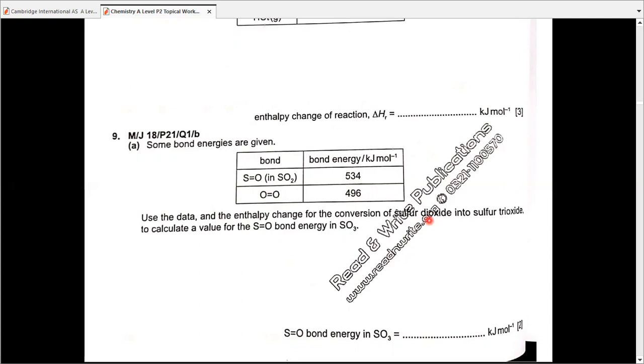Sir, I don't get the question. Okay, the bond energies are given to us, and we are going to use this data, and we're going to talk about the conversion of sulfur dioxide into sulfur trioxide to calculate the value of SO bond energy in SO3. Now, let me explain that the structures, you might not be getting this since the structures are very important in this whole thing. So what I'm going to do is that I'm going to write an equation for you.